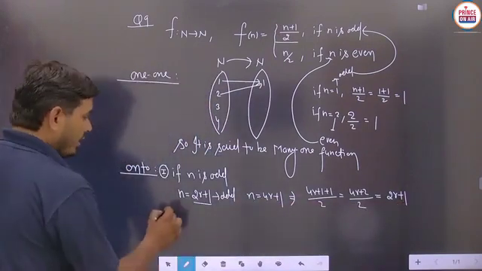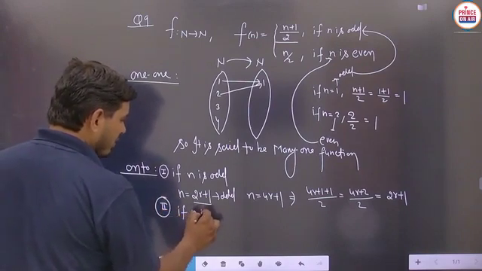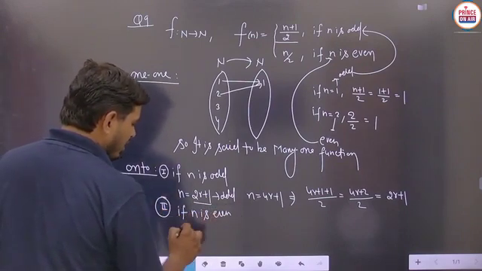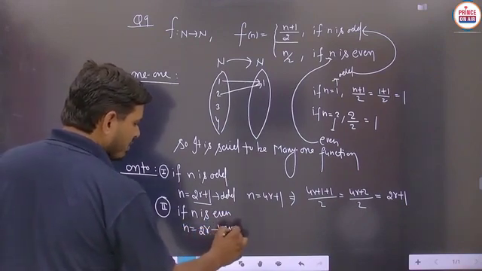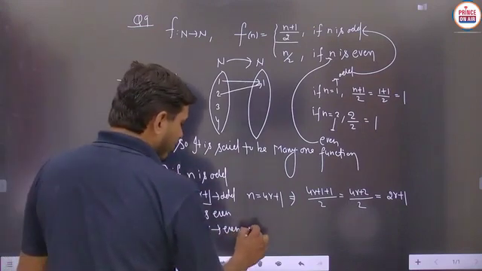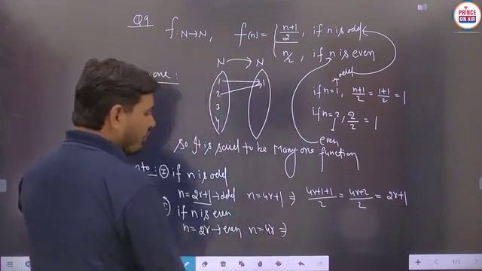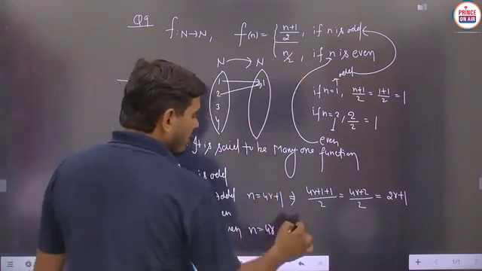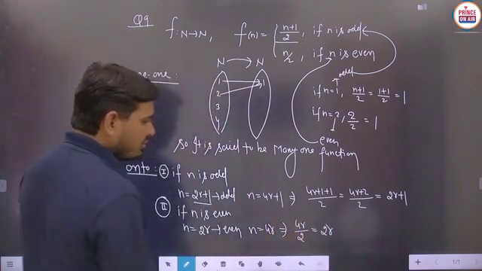And in the second case, if n is even, then we have to take n equals 2r, and 2r will always be even for any value of r, so we will take n equals 4r also. If we are using n equals 4r, then we have to use this definition. So this is 4r divided by 2 and we will obtain 2r. Is it clear?